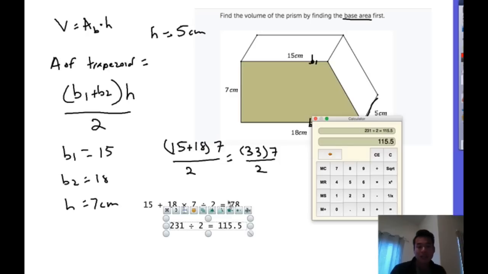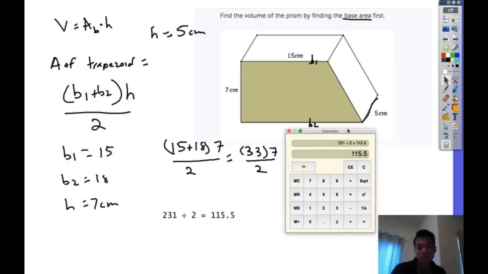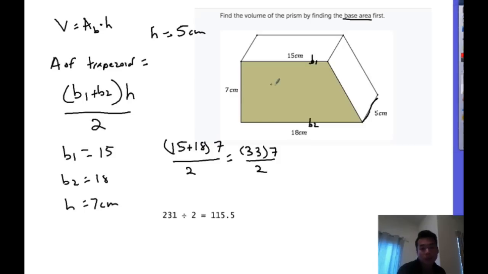See the difference? This one right here is wrong, incorrect, because order of operations tells the calculator what it's doing first: it's going to do 18 times 7 divided by 2, get some number, and then add 15 last. That is incorrect when it comes to doing the area of a trapezoid. You have to follow your blueprints. In this case, you have to do what's inside the parentheses first, and then you have to do everything on top of the numerator before you divide by 2. So the area of my trapezoid is going to be this one right here.